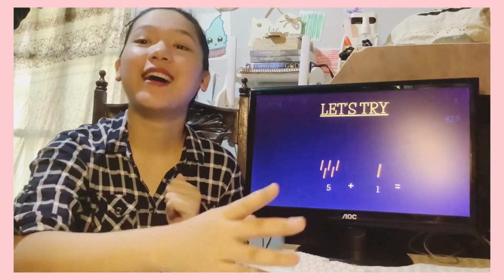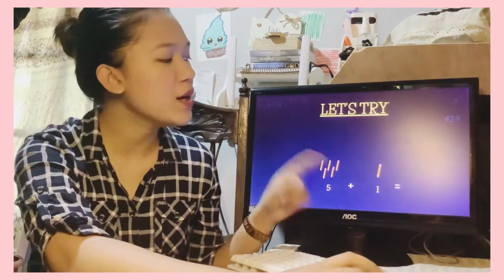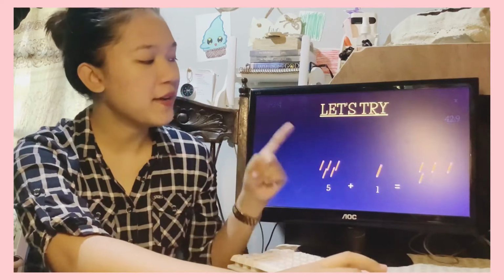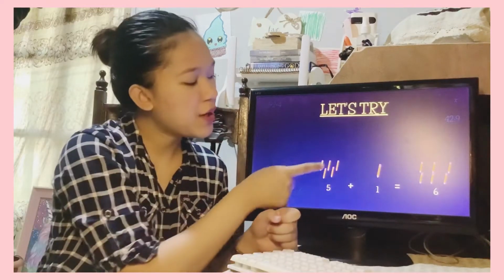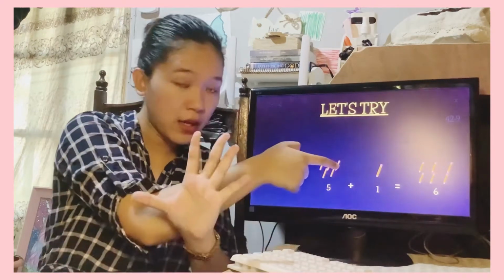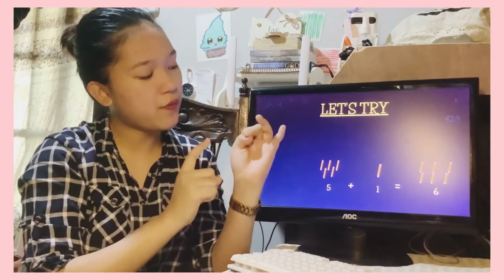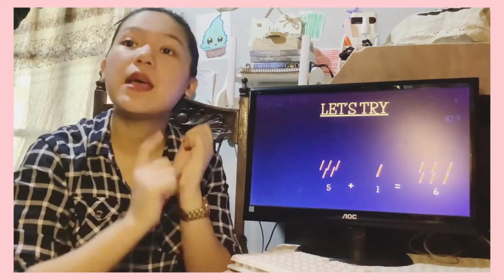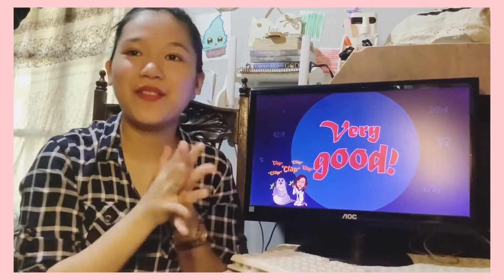Okay. It is 6 pencils. Very good. If you count them here, 1, 2, 3, 4, 5 plus 1 pencil. If you count them, 1, 2, 3, 4, 5, 6. 6 pencils. Very good. Clap your hands. Again, very good.